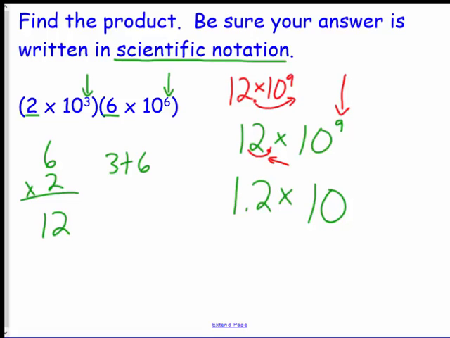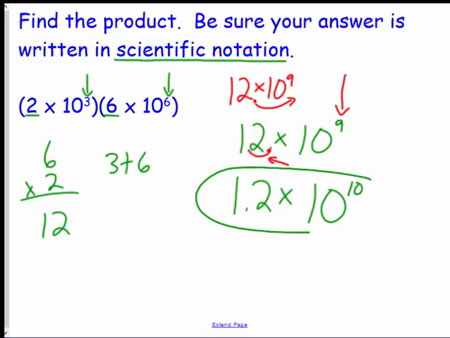Well, now what happens if I've already moved it 1 place to the left and it's now in between the 1 and the 2? I still need to move it to the right. I need to move it the original 9 spots that I would have already had to move it, but I also need to move it that 1 extra spot since I moved it to the left. And so instead of 12 times 10 to the 9th, this becomes 1.2 times 10 to the 10th.